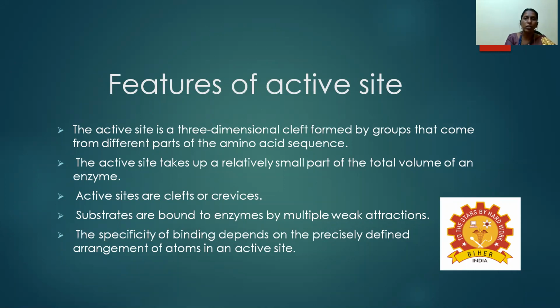That three-dimensional structure is what imposes the active site of an enzyme. It shows that particular functional groups are located on the surface of the protein. The active site takes up a relatively small part of the total volume of an enzyme, just about 5%. The active sites are called clefts or crevices, which hold the substrate and bring about the action.